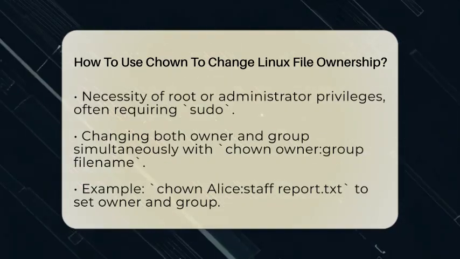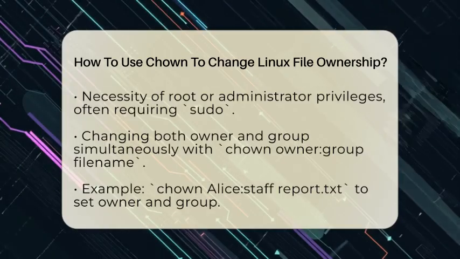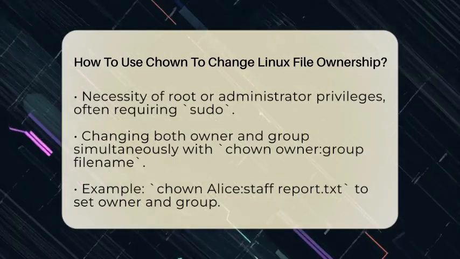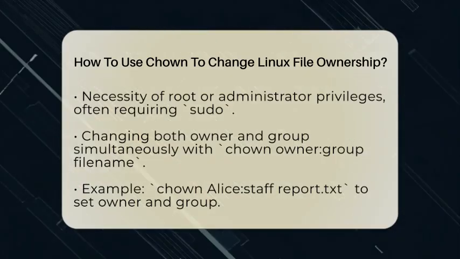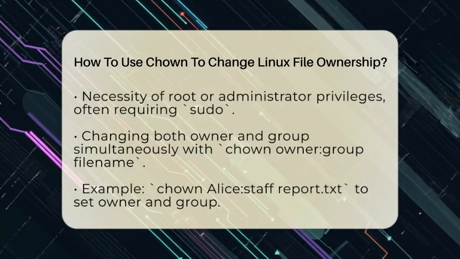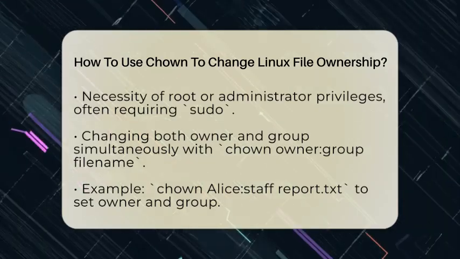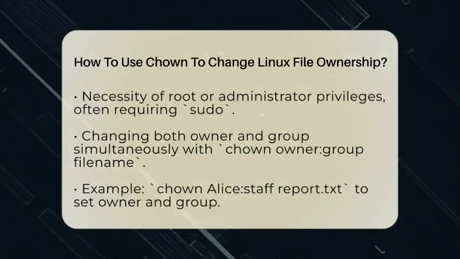in front of it. If you want to change both the owner and the group at the same time, you can do that too. Just type chown, then the new owner's name, a colon, and the new group name, all without spaces. For example, chown alice:staff report.txt. This sets Alice as the owner and the group as staff.